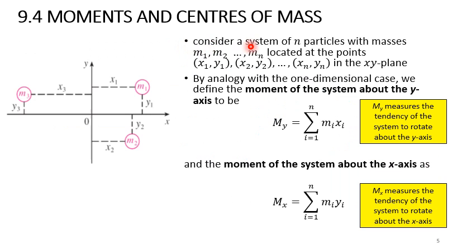Now let's consider a system of n particles with masses m1, m2, until mn. In this example it's just 3 particles, but you can have more than 3. Let's say each of the particles has its own coordinates at points x1, y1, x2, y2, x3, y3, and so on until xn, yn in the xy plane. By analogy with the one-dimensional case, we define the moment of the system about the y-axis to be this one.